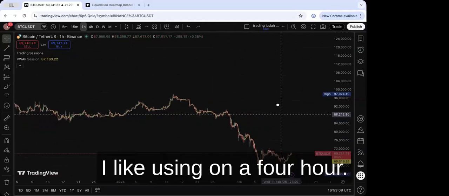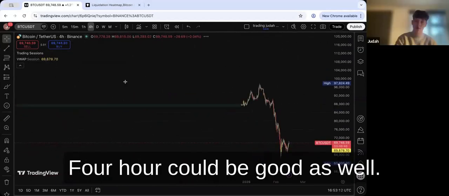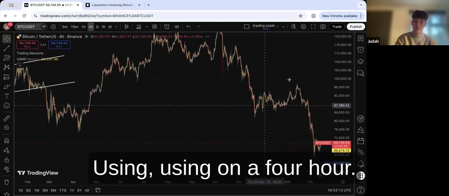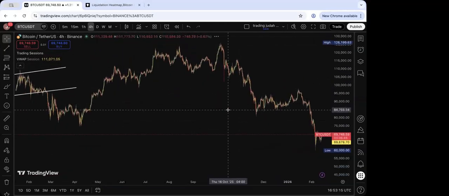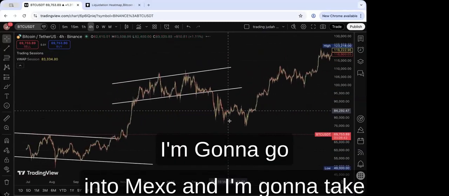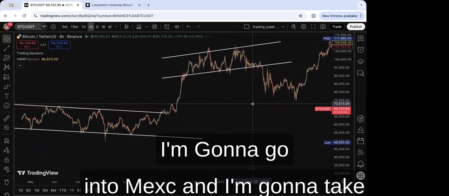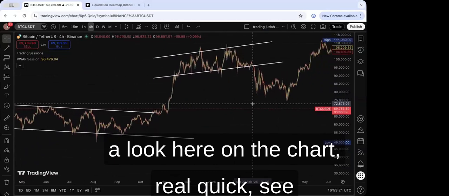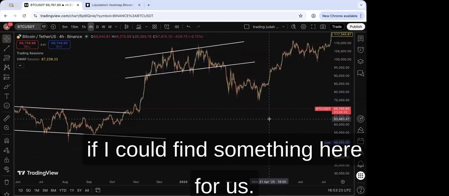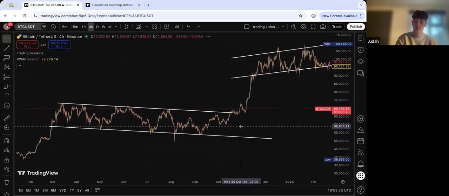I like using it on a 4 hour. 4 hour could be good as well. Yeah. I'm going to go into MEXC and take a look at the chart real quick, see if I can find something here for us.